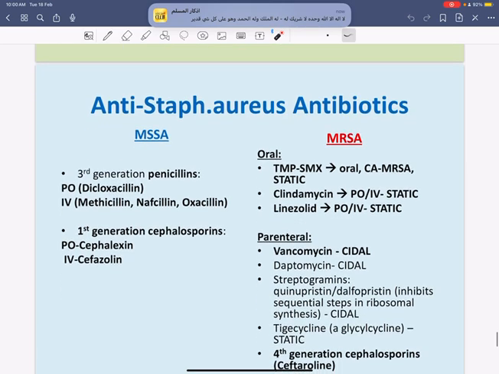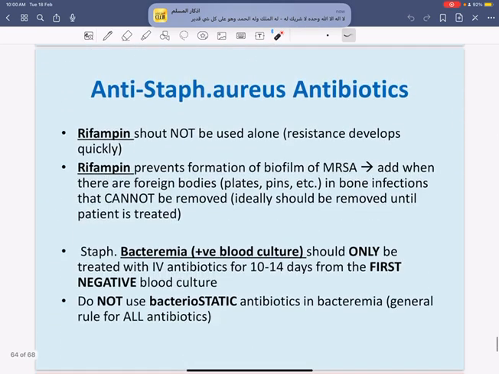It's not for infection or for clinical understanding. Okay, you need to know this as hard information. For Staph MRSA, what do we do? For Staph MSSA, which antibiotic do we go for? What generation of penicillin? Third generation, excellent.